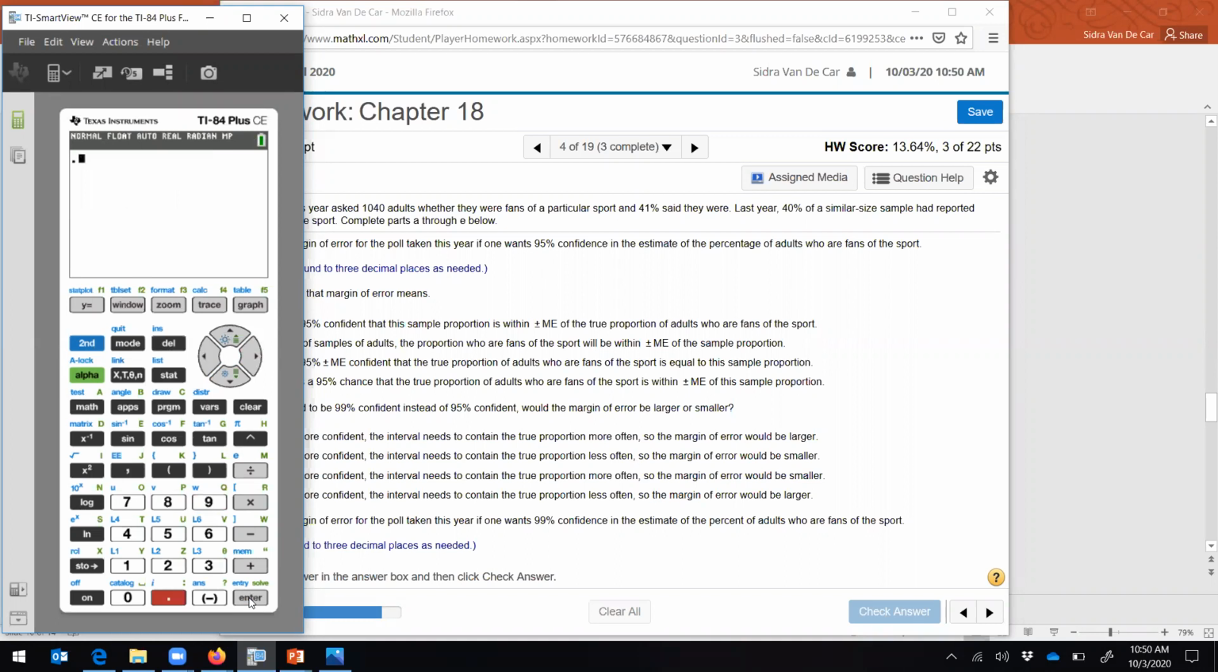So I can go 0.44889 minus 0.41, where we know it's centered, to get that margin of error in the diagram I showed you before, 0.03889. So to 3 decimal places, 0.039 is what we're going to call the margin of error.